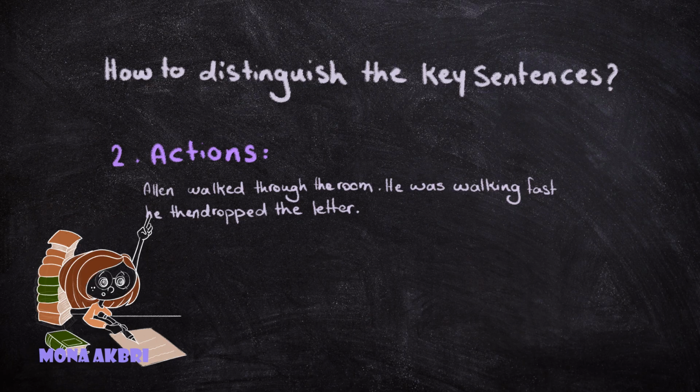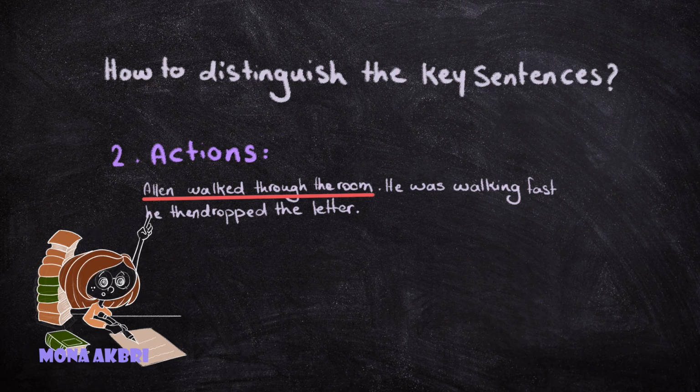The second point taking into account is action. For instance, Alan walked through the room. He was walking fast. Okay, he was walking. I don't care fast, slow. Okay, I can show that in the first box as well. I don't need to have a separate one for it. I will show walk and I will show that he's walking fast in the same window.